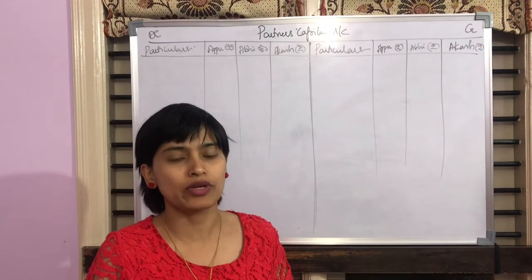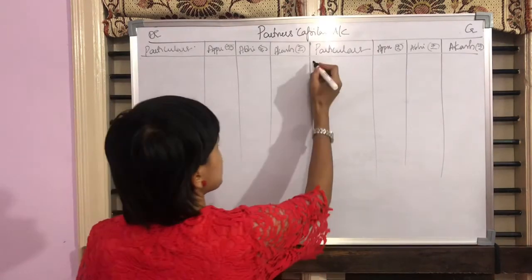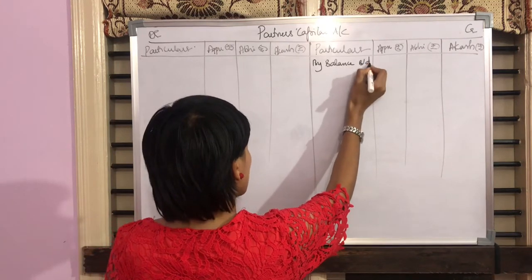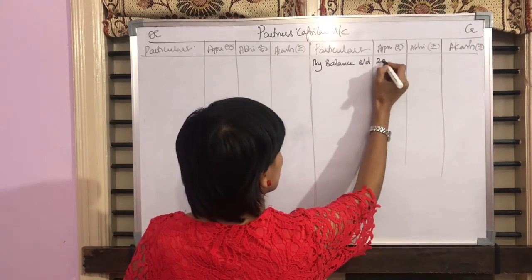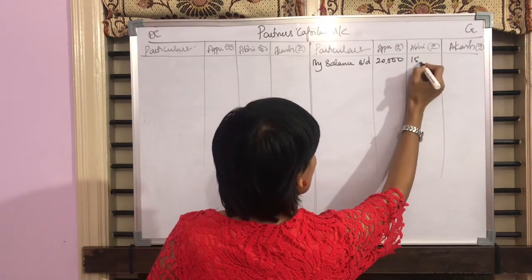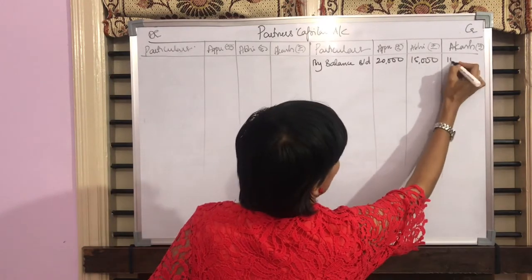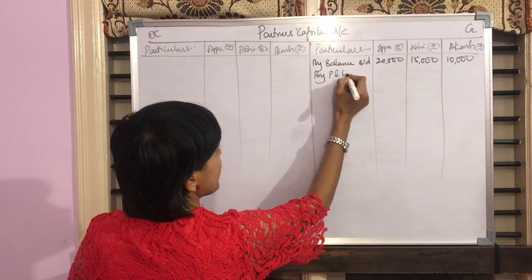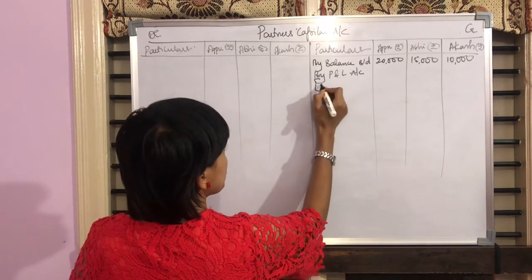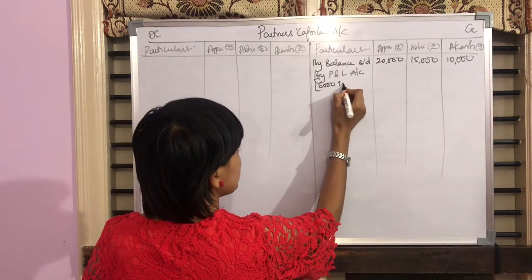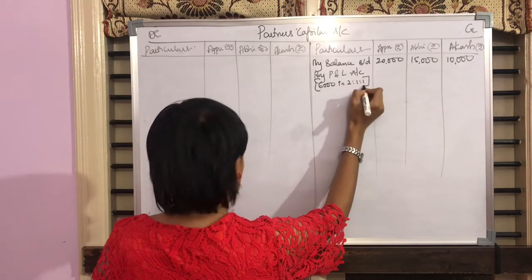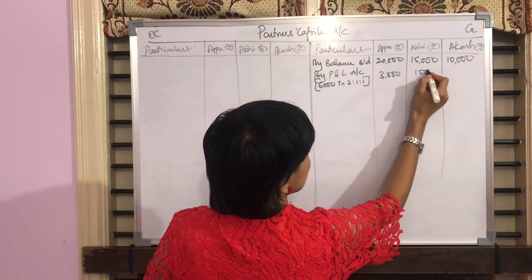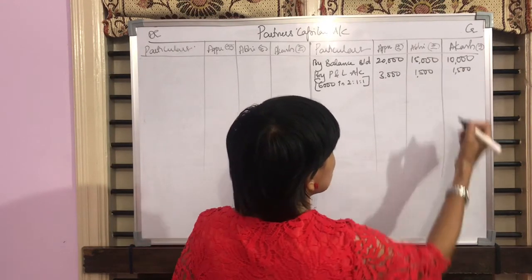On the partners' capital account, first and foremost, we need to bring down the capital of the partners. So let us write it as by balance brought down. Apu's capital amount is 20,000. Abhi's capital amount is 15,000 and Akash's capital amount is 10,000. In the balance sheet, they have given us profit and loss account, which is rupees 6,000. Now you need to share this in 2:1:1 ratio. So the amount is going to be rupees 3,000, 1,500 and rupees 1,500.